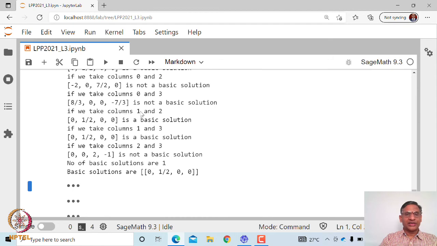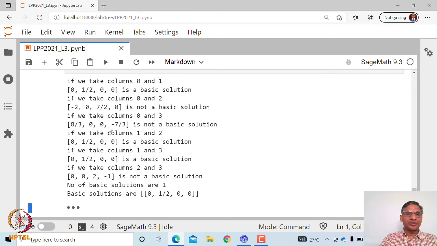Then next go to i equal to 1 and j equal to 2, that is, first column and second column and third column. In that case, the x2 value is half, x3 value is 0, and therefore the solution is 0, half, 0, 0. But that has already appeared here as a basic solution, so it will not get appended again, right?